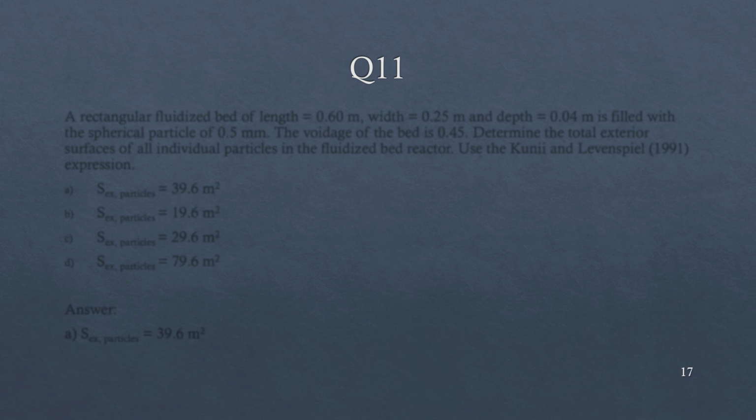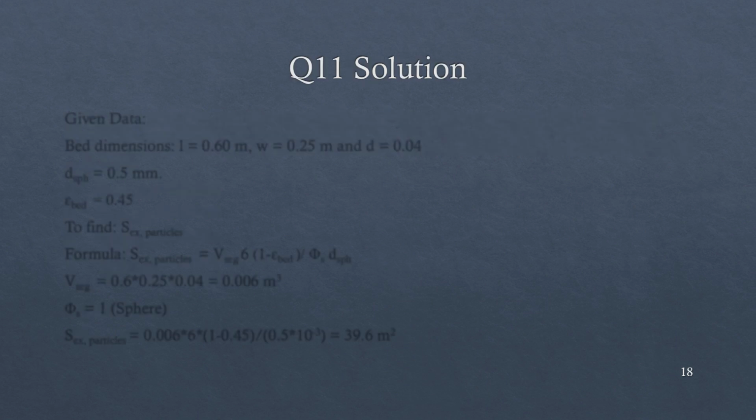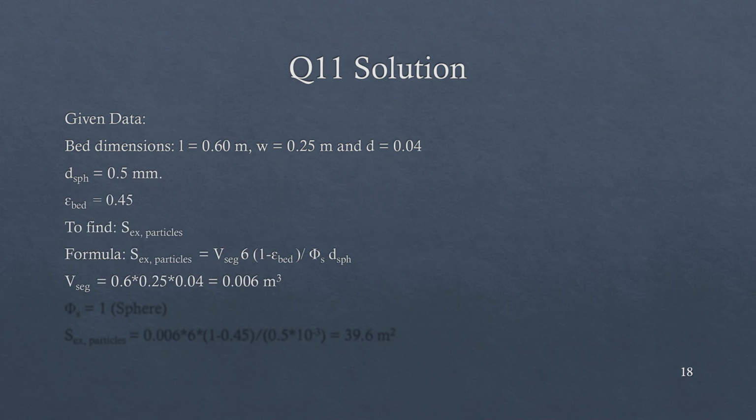In question 11, we are asked to find the total exterior surface of all individual particles in the fluidized bed reactor. For this question, we use a formula from the previous question, where S exterior of particles is given by the volume of that particular segment of the bed into 6 into 1 minus epsilon bed, divided by phi s into dsp, that is the diameter of the spherical particles. On substituting all the values, we are getting the right answer.